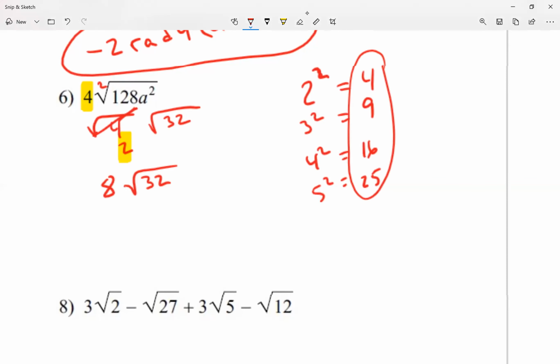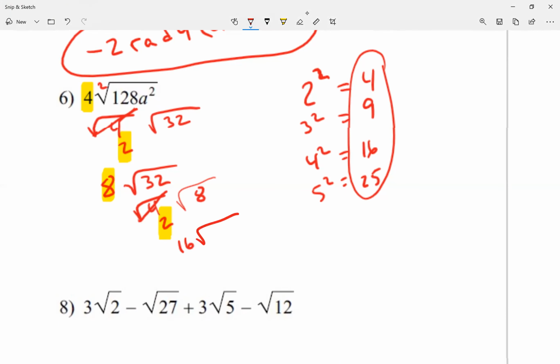Okay, now think about it. Can we do better? Yeah. Square root of 32, let me split it as 2 radicals. Some people might think of that as 4 times 8. I know the square root of 4 is 2. So that became a whole number. Now this 2 with this 8 that was outside is going to give me 16 square root of 8.